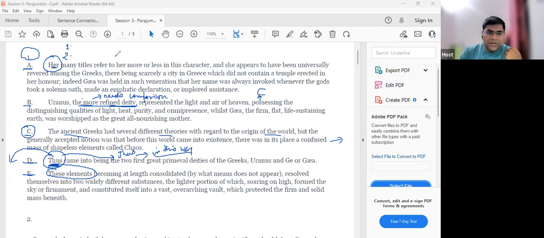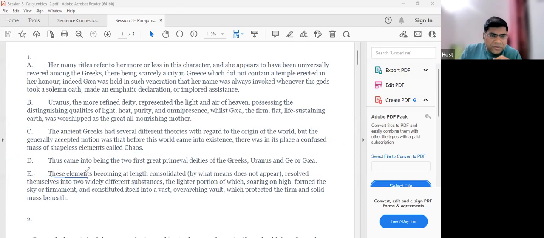The only thing that D can connect with is E. These elements becoming at length consolidated resolved themselves into two widely different substances, the lighter portion of which soaring on high formed the sky and constituted itself into a vast overarching vault. So these elements again needs a reference, and these elements goes to this place. So if you read it here carefully, these elements refers to shapeless elements. And thus came into being two primeval deities, Uranus and Gaia.